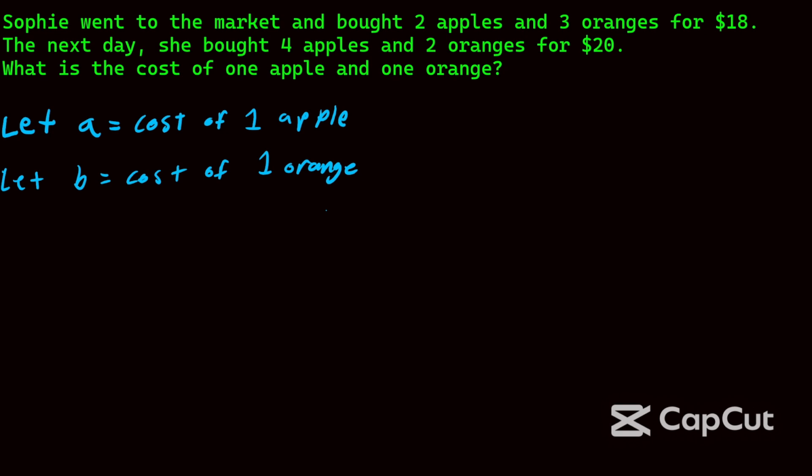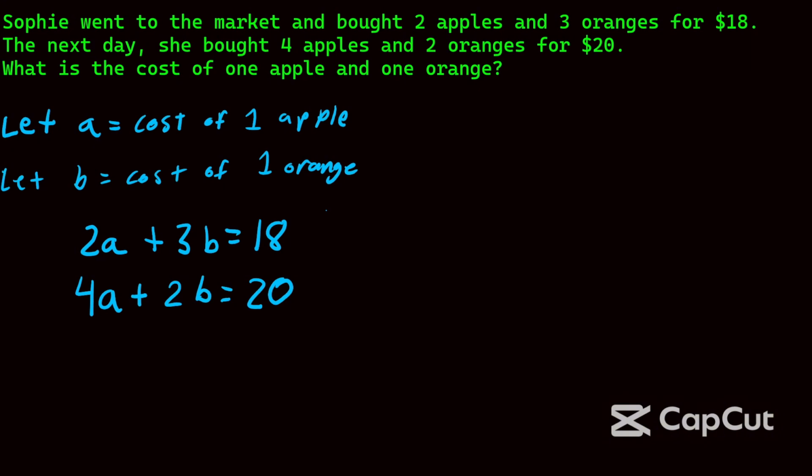So she bought 2 apples, right? So 2 times the cost of 1 apple, plus 3 oranges, and that all equaled $18. Okay? The next day she bought 4 apples plus 2 oranges for $20.